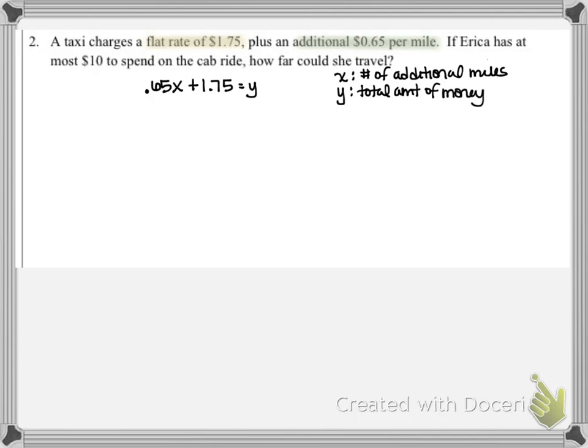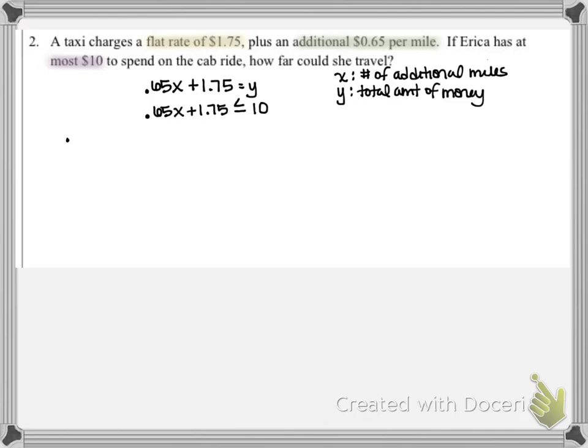All right, now let's see. Oh, it tells us how much money Erica has. So Erica has at most $10, so she can't go over that. So again, set up just like the last one. So I would do 0.65x plus 1.75. The total amount of money is 10. So she could spend all of it, so equal, but she can't go over it. So she has to be less than or equal to the 10.